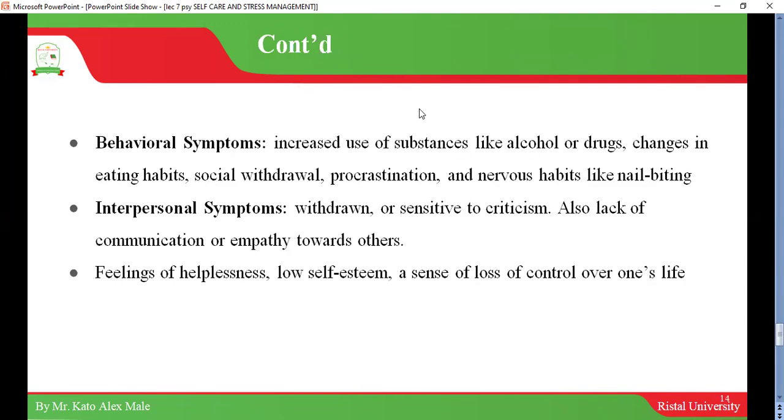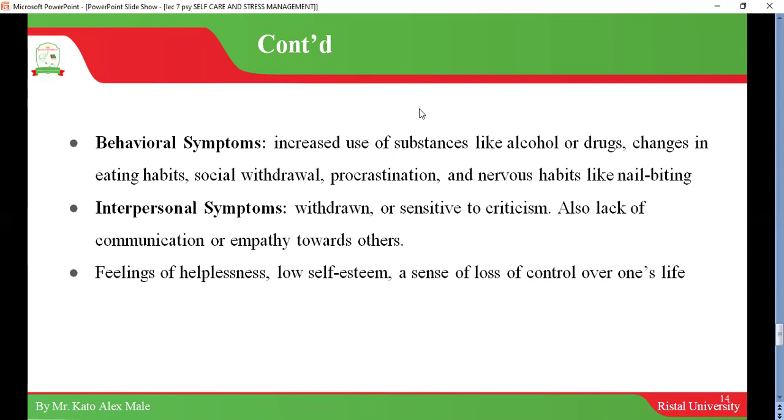Then the other symptoms, we have behavioral symptoms. One, increased use of substances, for example, alcohol or drugs, changes in eating habits, social withdrawal, and other behavior that individuals perform when they are actually stressed. Then interpersonal symptoms, this may include withdrawal or sensitivity to criticism.